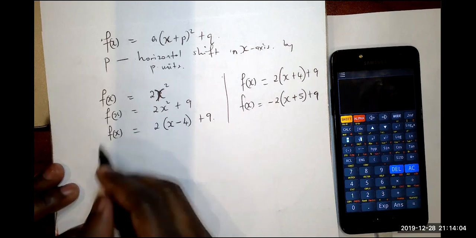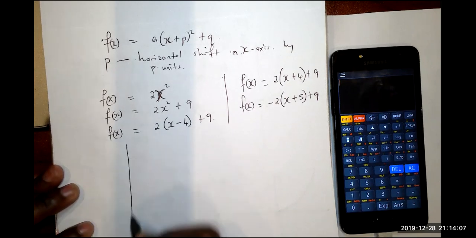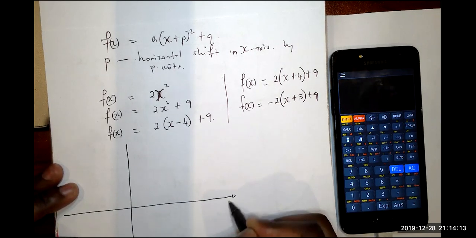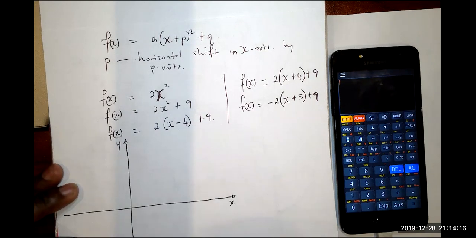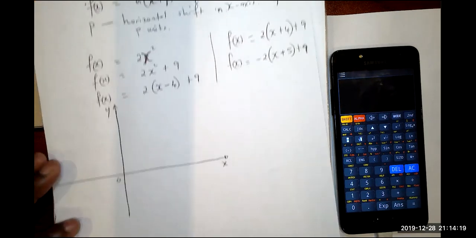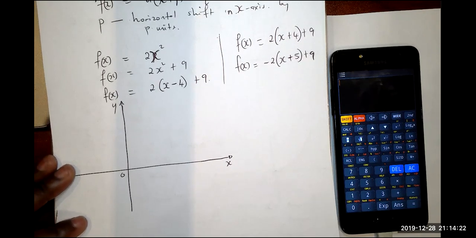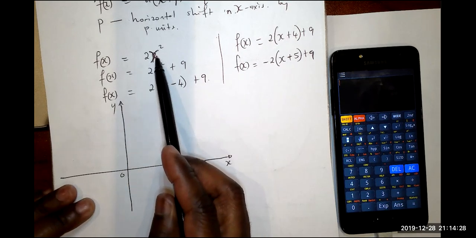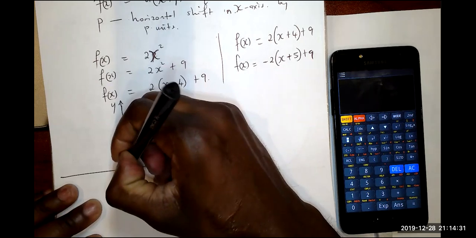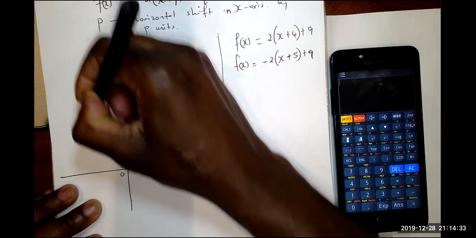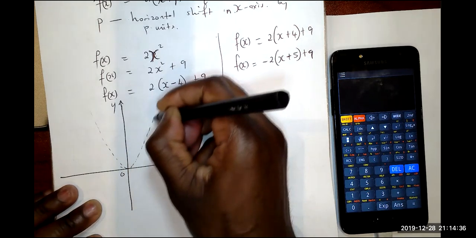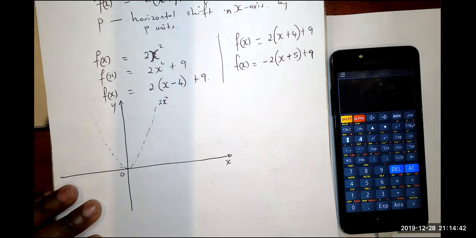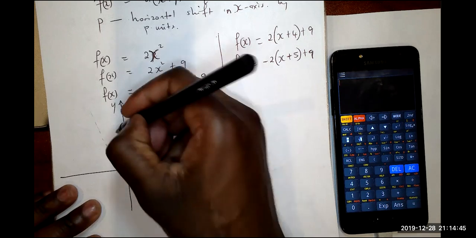Now let's have a drawing, a sketch here. Remember, when you're sketching, it's very important to put the y and the x and the origin. Now here we know 2x squared, where is 2x squared? I'm going to put it in dots here. That's 2x squared, the first one. Now what about 2x squared plus 9?